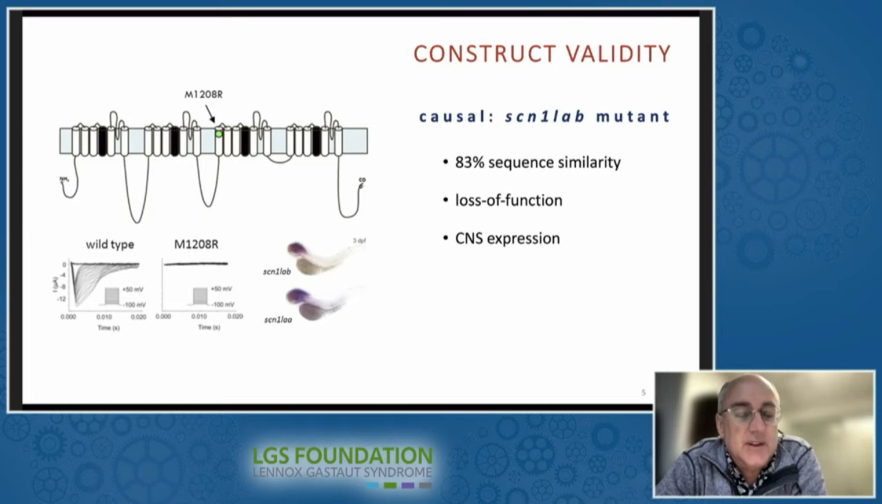For Dravet syndrome, about seven or 8 years ago, we started working with a zebrafish model that had a loss of function mutation in the same voltage-gated sodium channel that patients with Dravet syndrome have. This is an SCN1 channel, and it's very similar between zebrafish and humans. There's about 83% sequence similarity. It's expressed in the brain of the zebrafish, and it's a loss of function. So that fit our construct validity for generating a zebrafish model for Dravet syndrome.